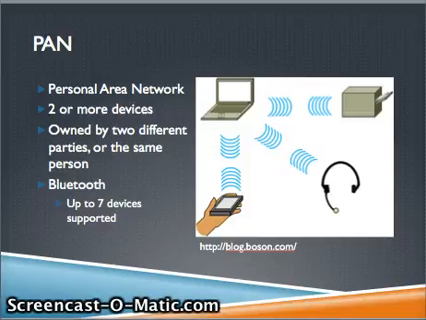Bluetooth is designed as a cable replacement technology, allowing users to discard the serial and USB cables used by many of today's peripheral devices and rely on Bluetooth PAN for communication. Bluetooth PAN supports up to 7 devices in a single network.